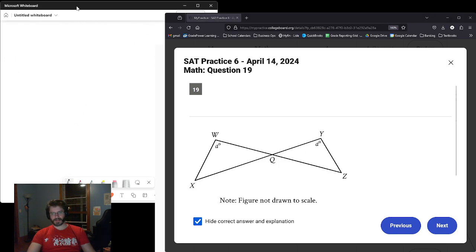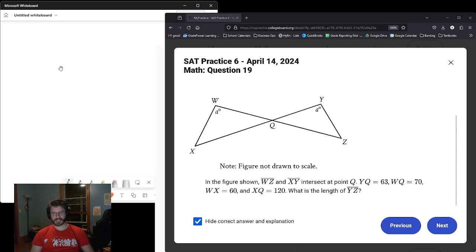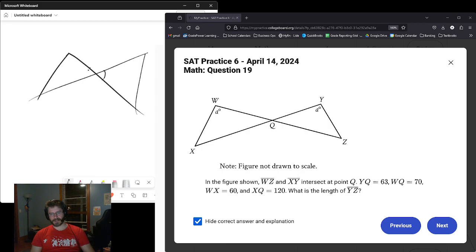So looking at that, what do they give us here? So draw it to the best of my ability. These 2 are congruent because vertical angles. These 2 are congruent because that's what's given. But that doesn't show congruency with the triangles. That shows proportionality. So these 2 triangles could be proportional. Duh. All right, so we've got Q in the middle, X, W, Y, Z.